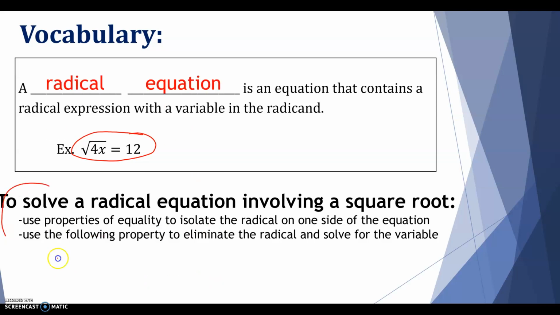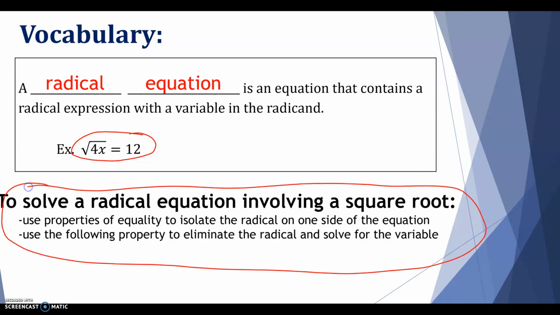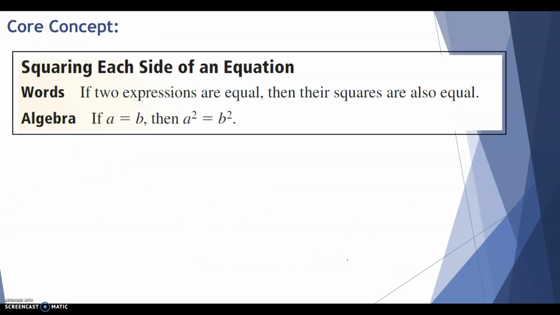And of course, I just went over these steps right here. You would use the properties of equality to isolate the radical on one side, which in this problem is already isolated. And then there's another property I'm going to show you that you would use to eliminate the radical, and then of course get your x equals. As you know, every single answer you're going to get will be an x equals. And here is that one property I talked about.